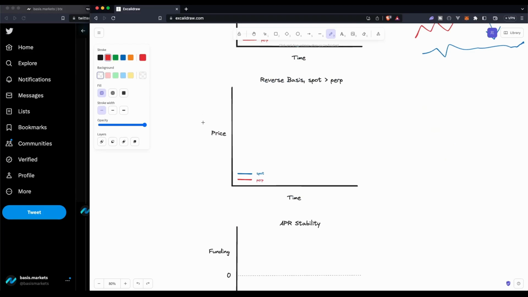And for a reverse basis trade, we'd be looking at the perp doing something like this and the spot trading above that perp. So we'd be looking at it like this. And the funding, of course, is again the difference between. In this case, it would be negative funding because the perp is trading below the spot market. So hopefully that gets your head around what exactly we're doing here and what we're trying to take advantage of.